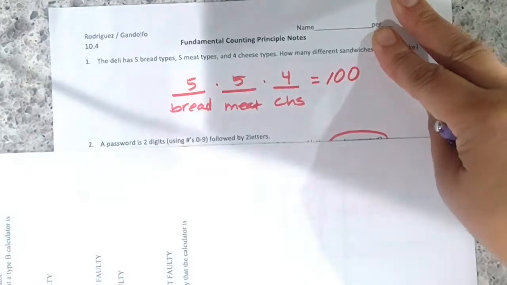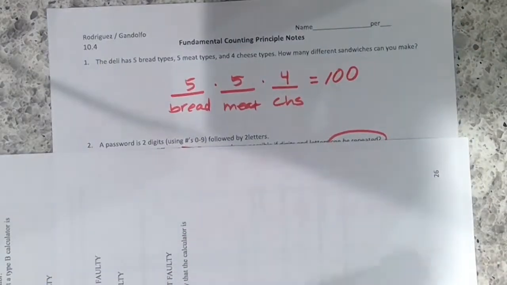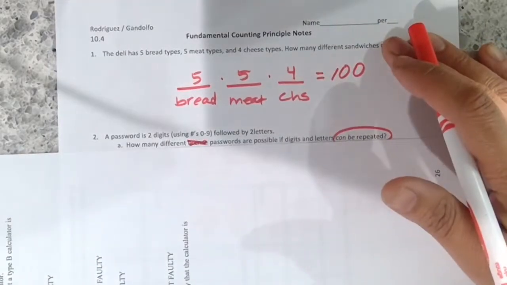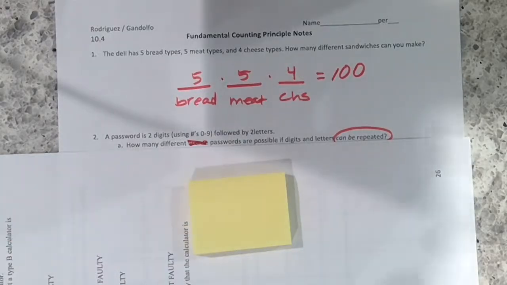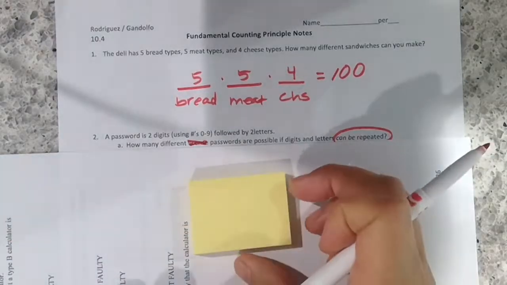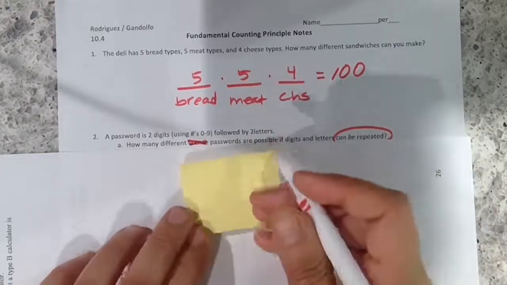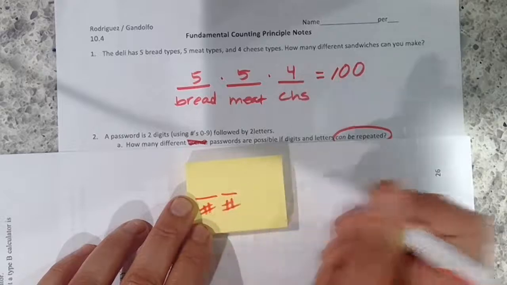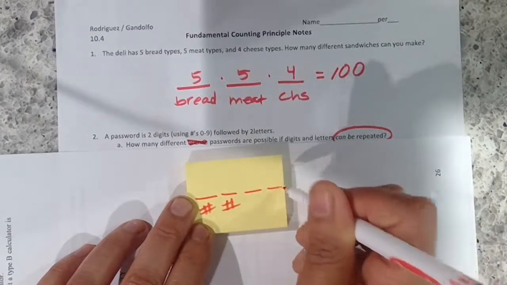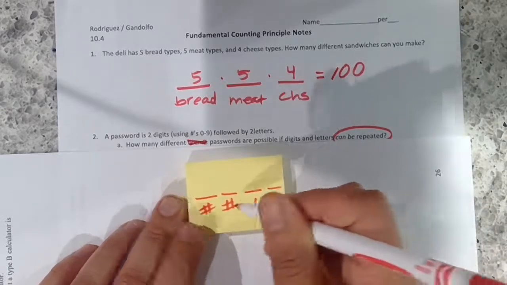The next one says a password is 2 digits using numbers 0 to 9 followed by 2 letters. How many different passwords are possible if digits and letters can be repeated? So same thing. This has a password with 2 digits followed by 2 letters. You can go ahead and write that down.